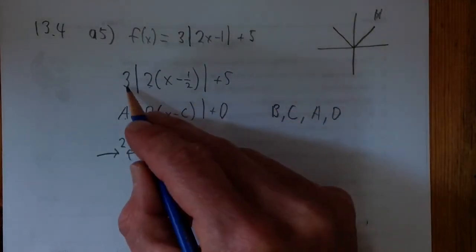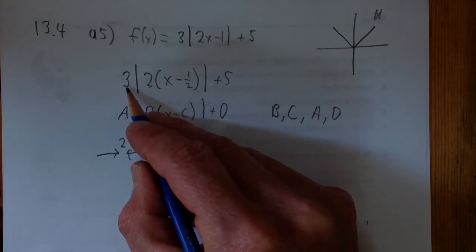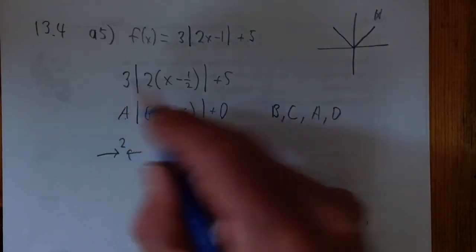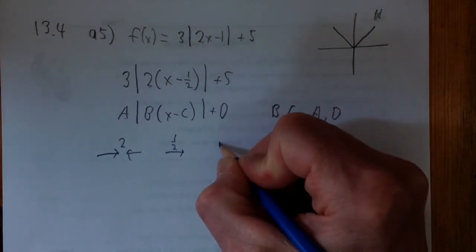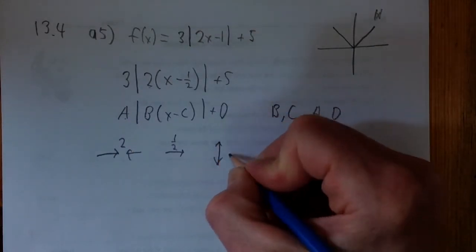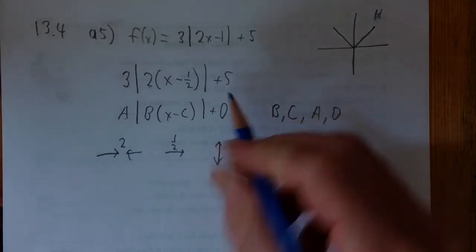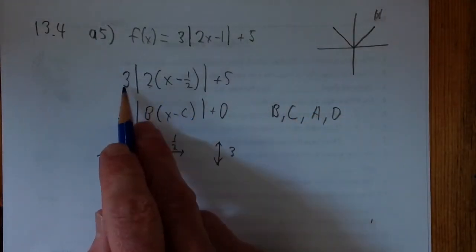Then, in the y direction, we dilate it by 3, and that means you actually make it 3 times bigger. So in the y direction, we are making it bigger by 3. That makes sense. If it's 3 times bigger, it's 3 times bigger.